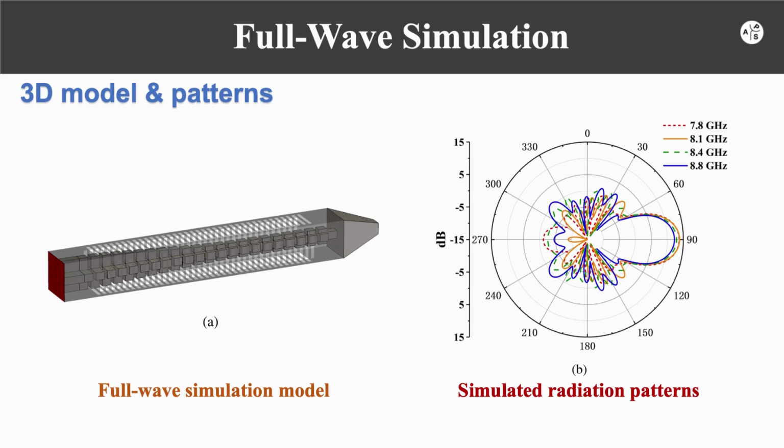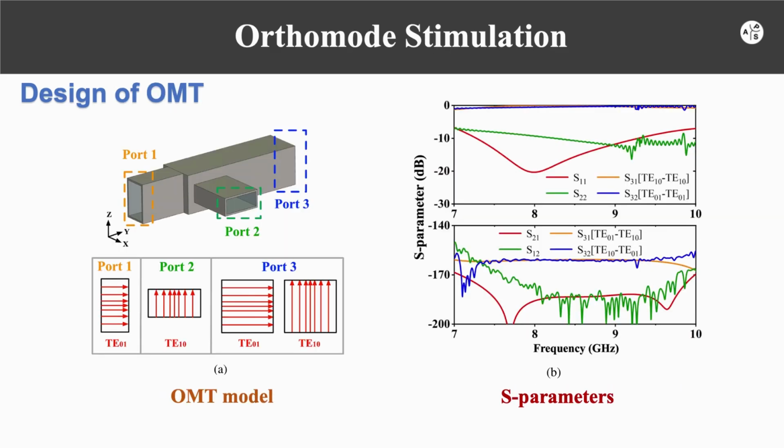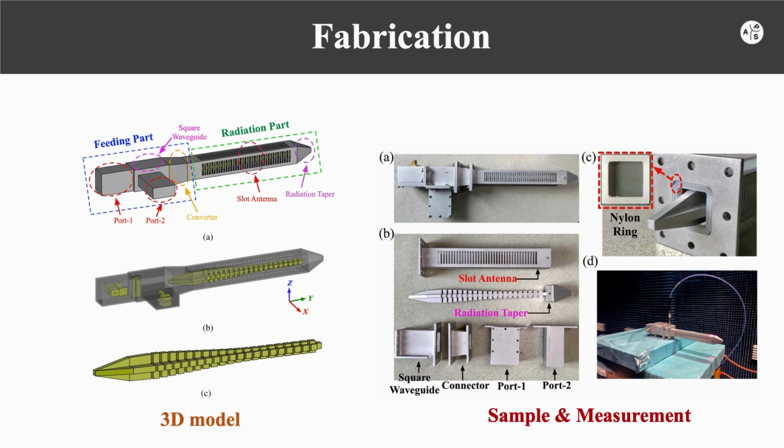The full-wave simulation also demonstrates the above design with end-fire performance from 7.8 to 8.8 GHz. To generate the desired waveguide modes, an orthomode transducer with high channel isolation is proposed. The schematics of the proposed dual-polarized end-fire leaky wave antenna are fabricated and measured.